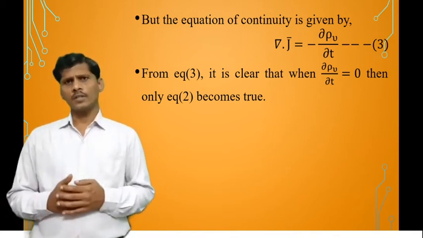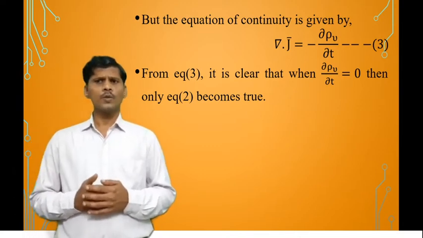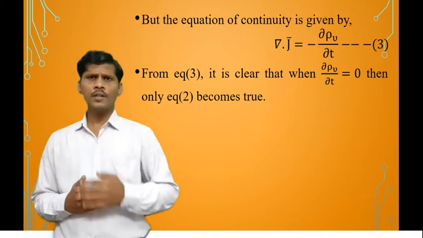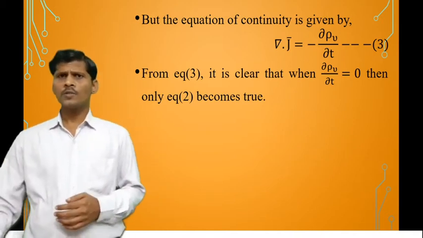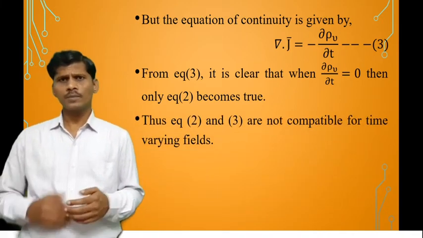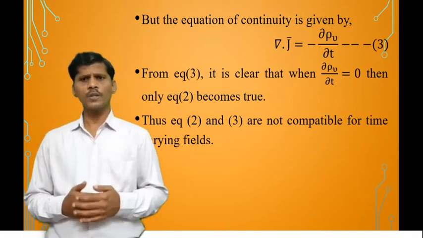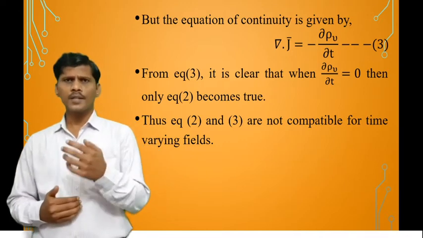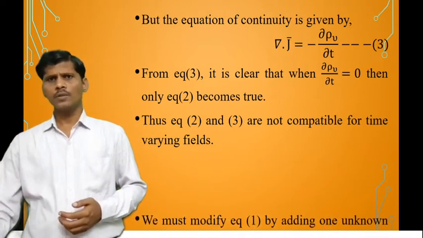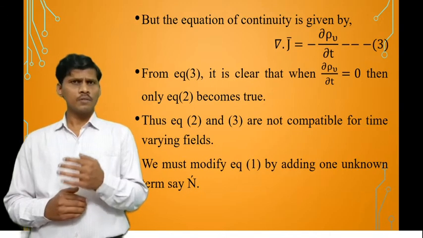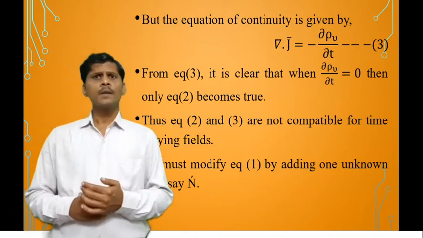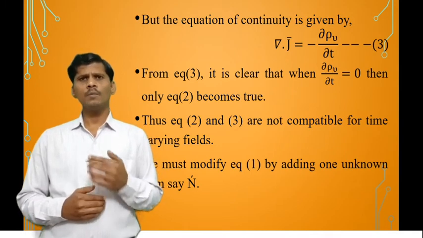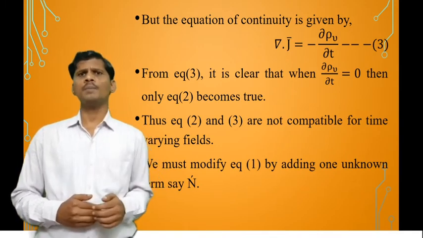So these two equations, dou rho v by dou t is equal to 0 and del dot J bar is equal to 0, are not compatible for time varying fields. So equation 1, the point form of the Ampere circuital law, can be modified by adding an unknown parameter.